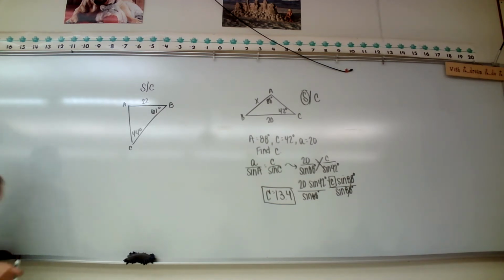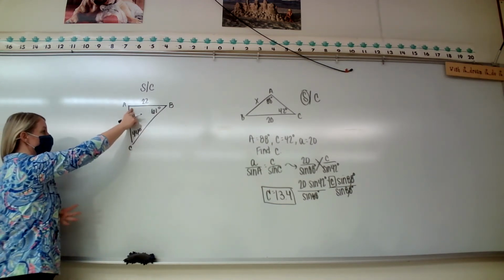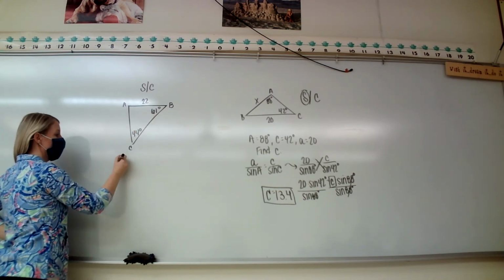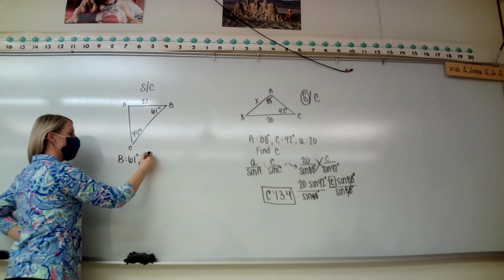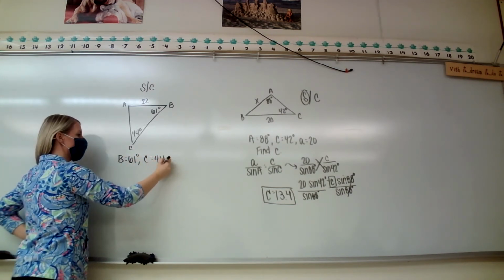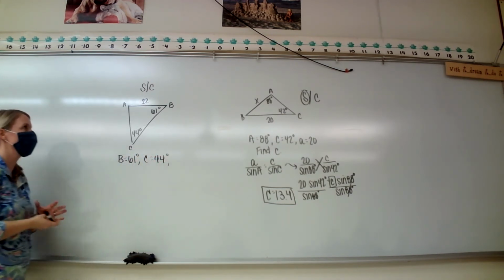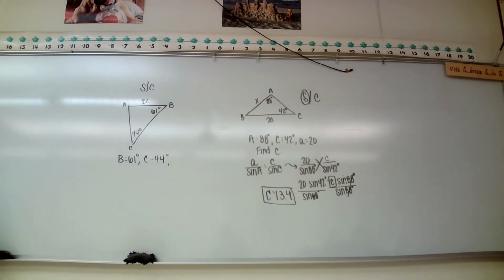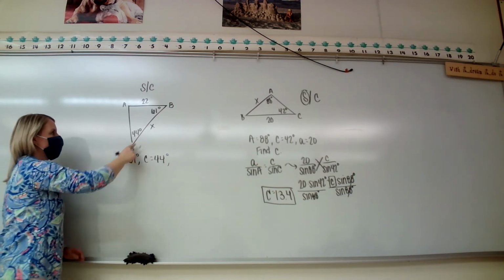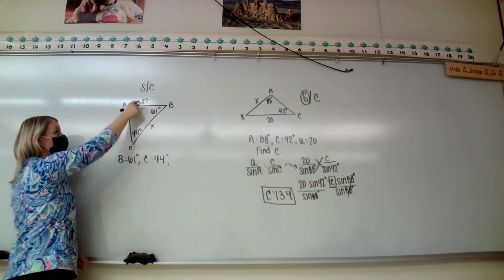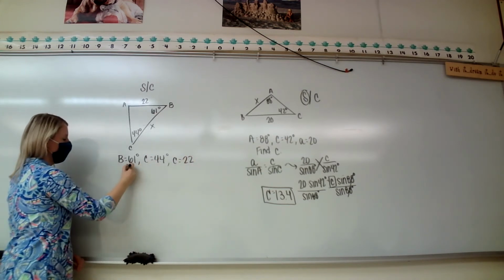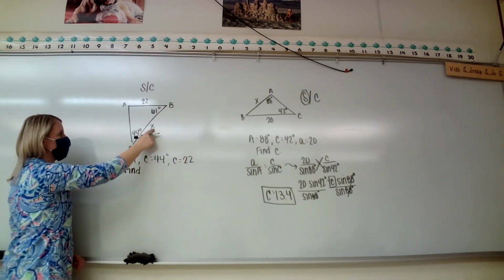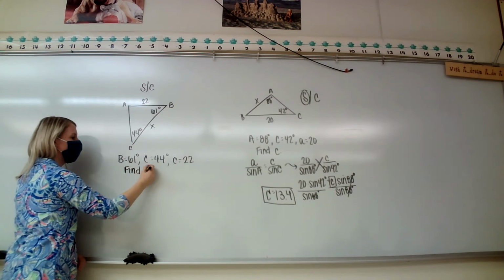So label first. I don't know angle A. I do know angle B, that's 61 degrees. I do know angle C is 44 degrees. And then once again, where's my X? I never put my X in, okay. And then I look and I say, well, I have this side and that's across from angle C, so I have side C. And for me, I'm trying to find this side, which is across from angle A.